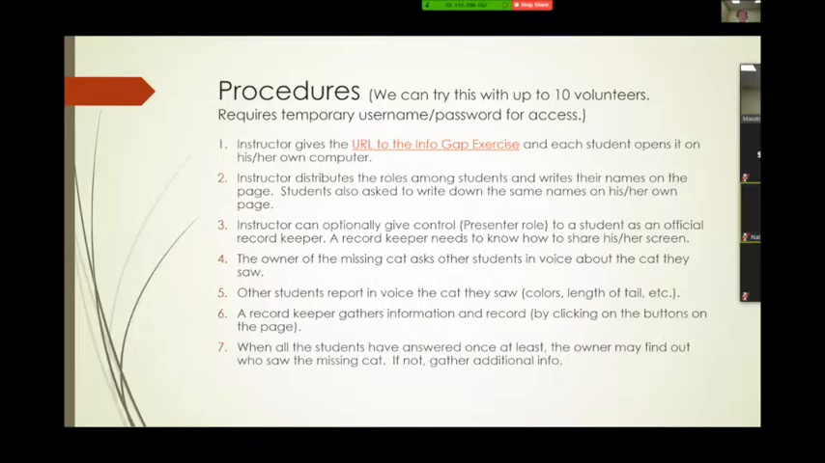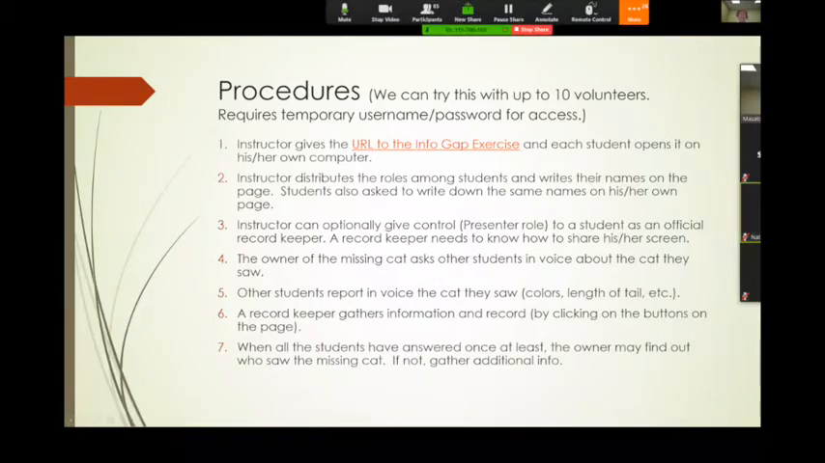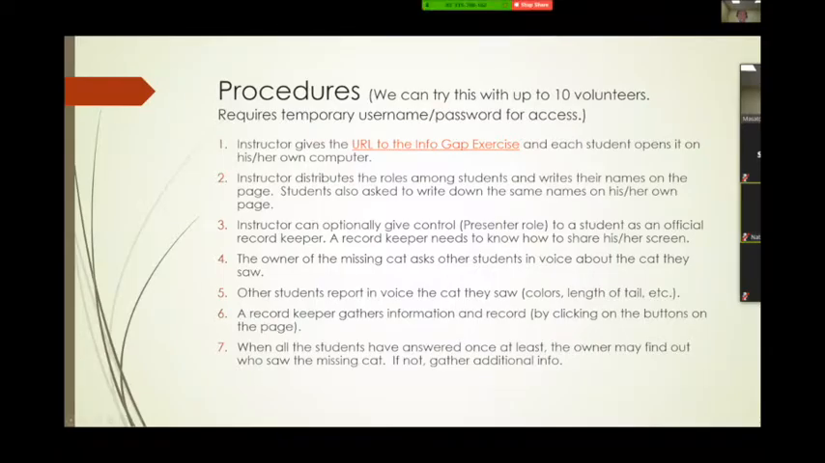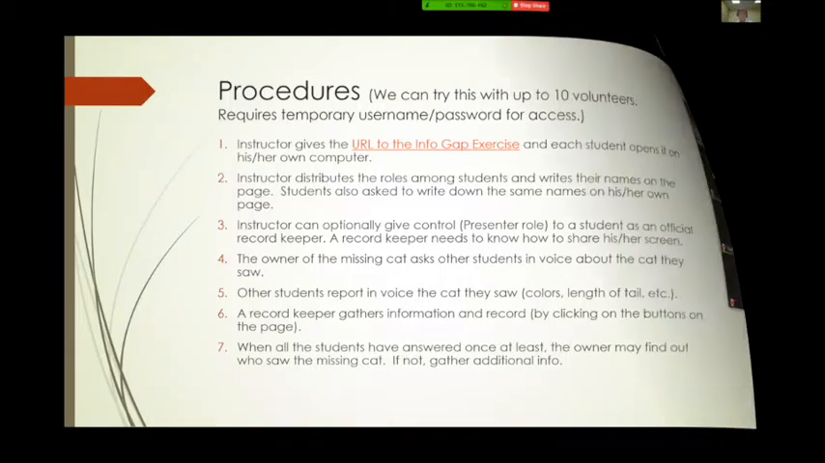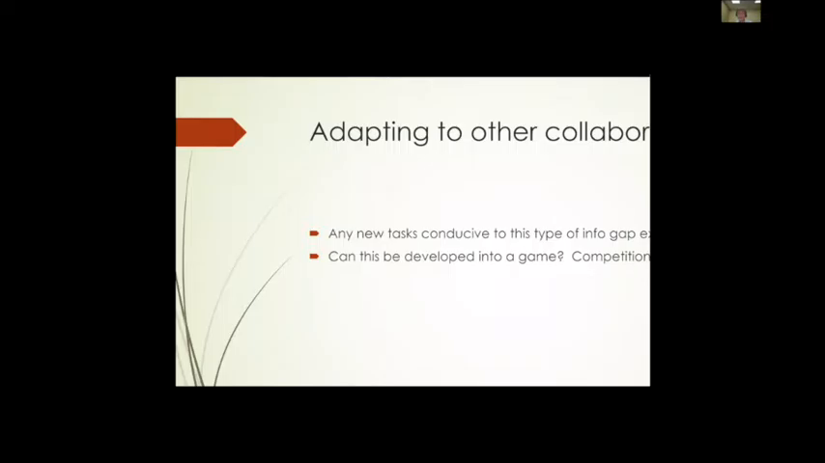Okay? And then the owner of the missing cat starts asking questions in voice and receives what the other person has said. And other students report back in voice. And the record keeper gathers information and records it by clicking on the buttons, and it can be shared. And when all students have answered once at least, the owner may find out at that point who saw the missing cat. If not, he or she might have to ask additional questions and so on. So that's the idea. So we went through all the activities.